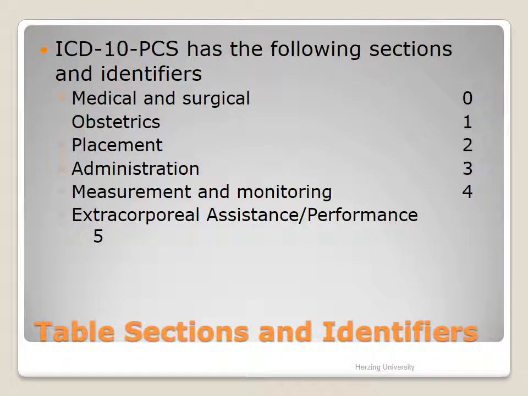The first 6 sections of the ICD-10 PCS coding manual are medical surgical, which has an identifier of 0, obstetrics, which has an identifier of 1, placement has an identifier of 2, administration has an identifier of 3, measurement and monitoring has an identifier of 4, and extracorporeal assistance and performance has an identifier of 5.